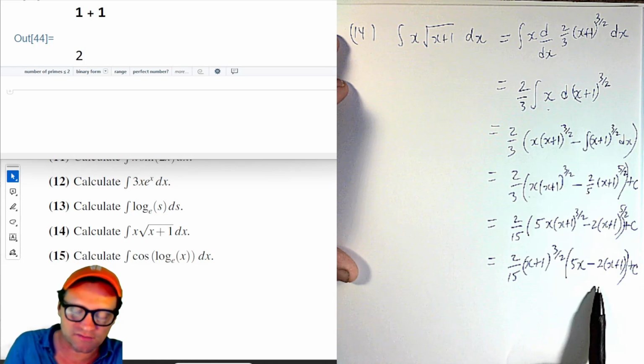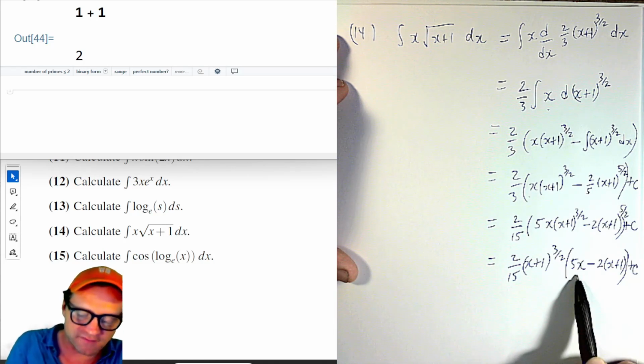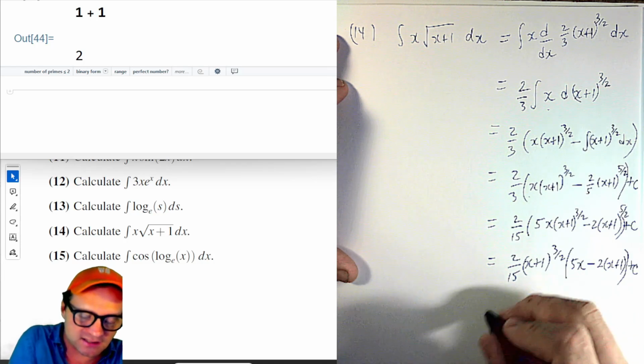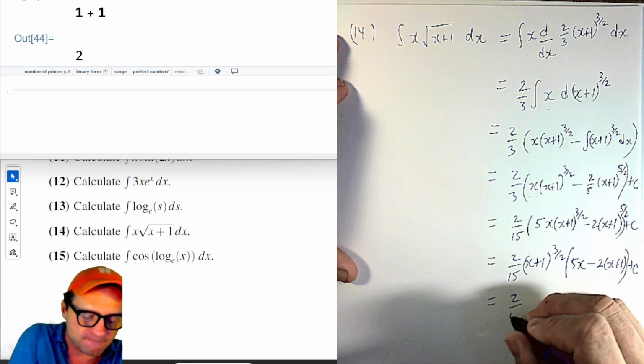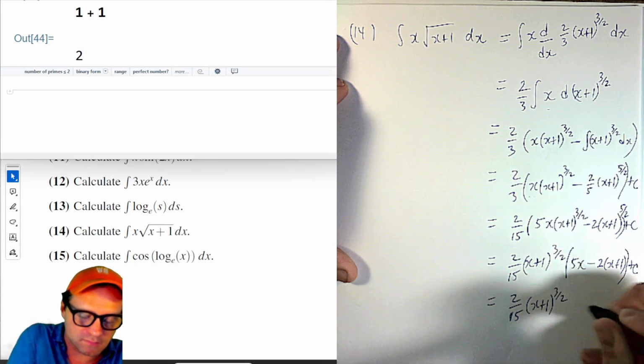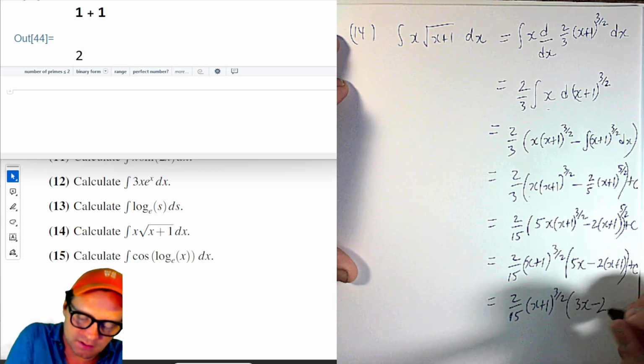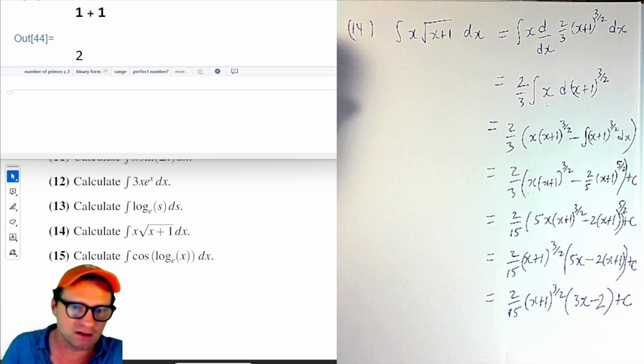Okay, so we just need to simplify this inside the brackets here. So 5x minus 2x is 3x. We have 3x there and then minus 2. And then we still have plus c. Okay, so there's the integral done.